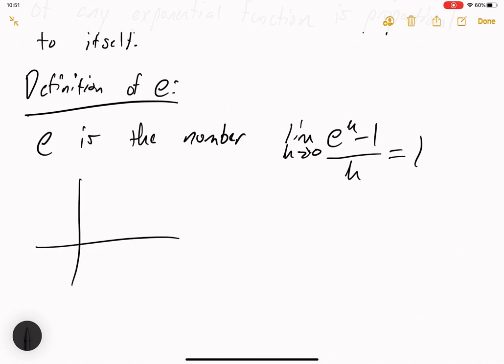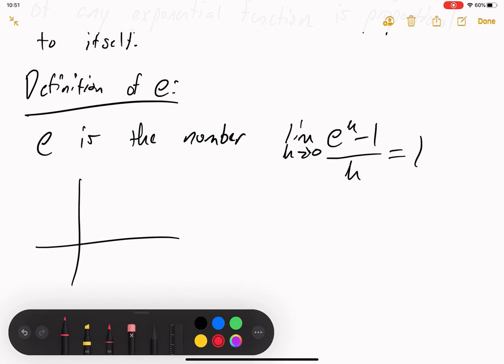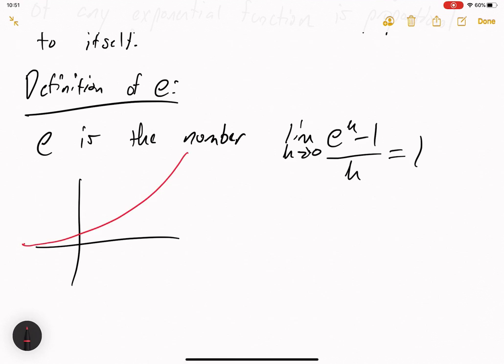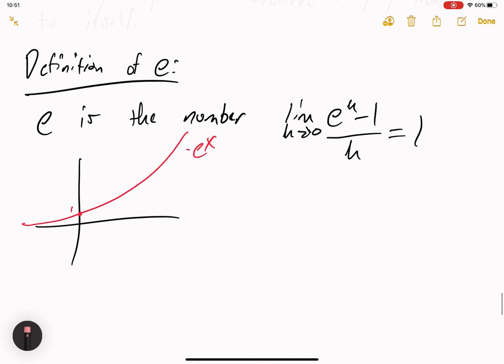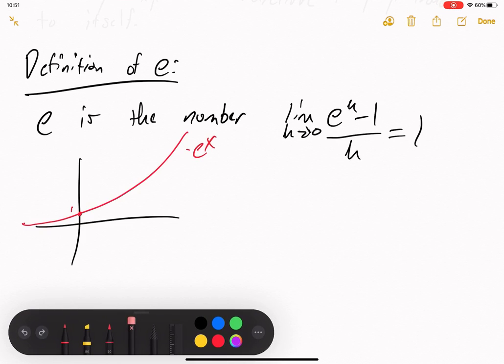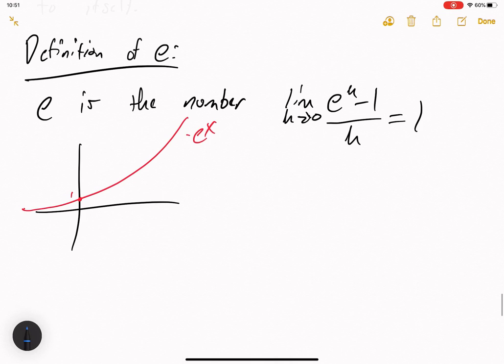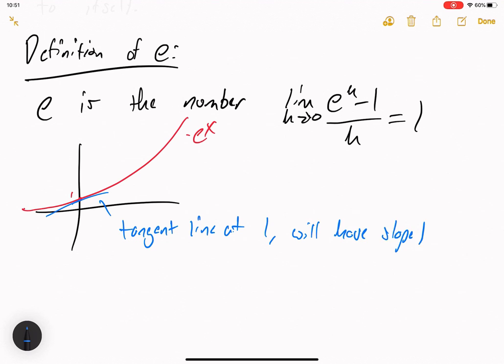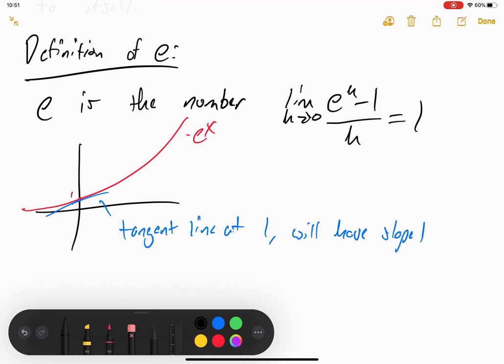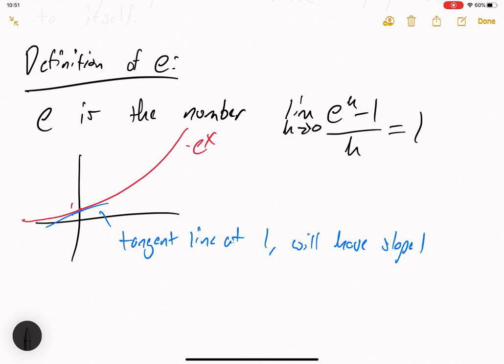In terms of what this graph looks like, if I do the graph of e to the x, the tangent line at 0 will have slope 1. All right, so that's basically just one of the ways to define e.